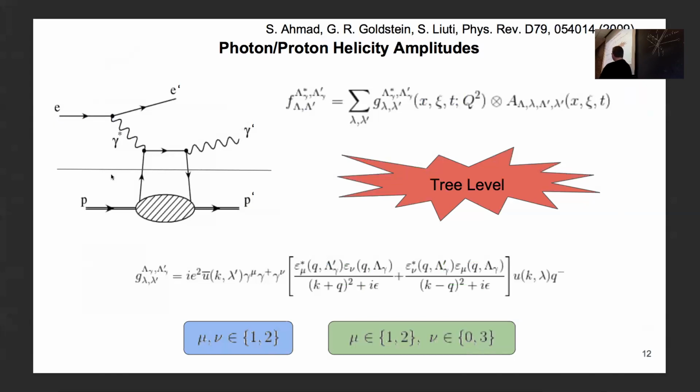So, of course, we're doing this simply at tree level, so we can extract this G by taking this as a quark, anti-quark, and separating these out. So we have this quark helicity and photon helicity amplitude, and you can see that, similar to what we did with the hadronic tensor, mu and nu are both transverse. This corresponds to twist 2. And then when we have the gamma star, when it's longitudinally polarized, we can access the twist 3.